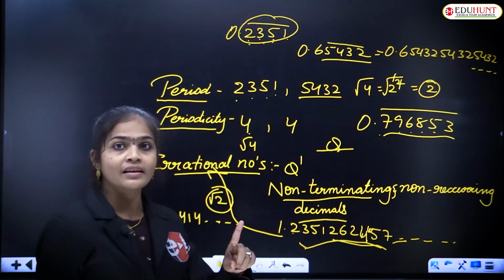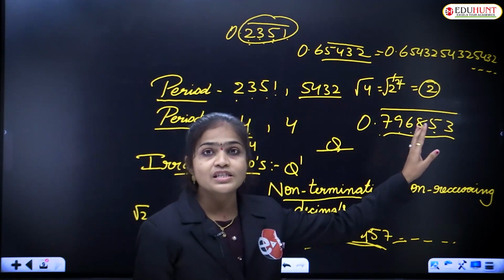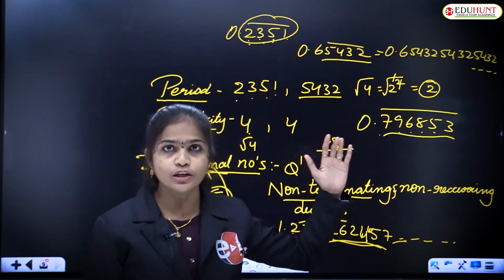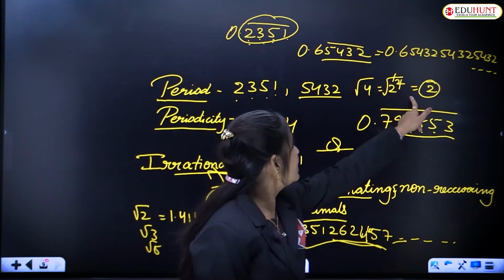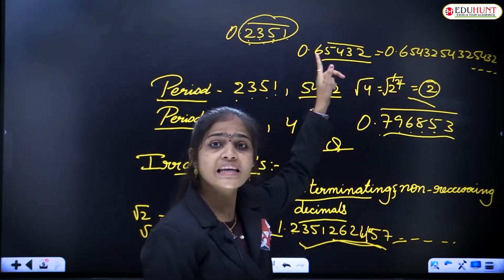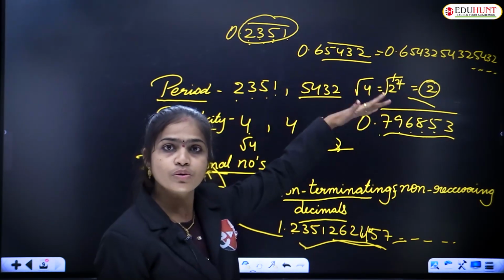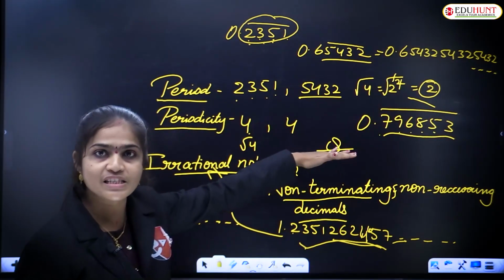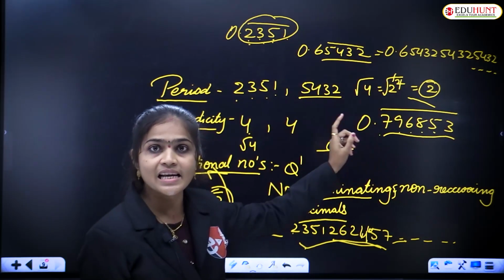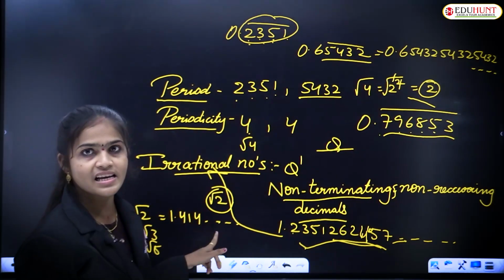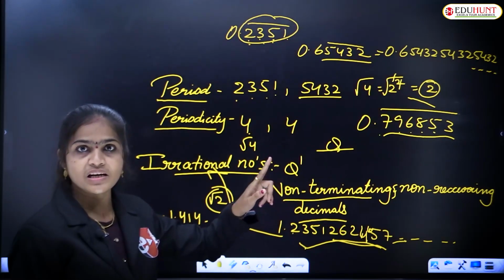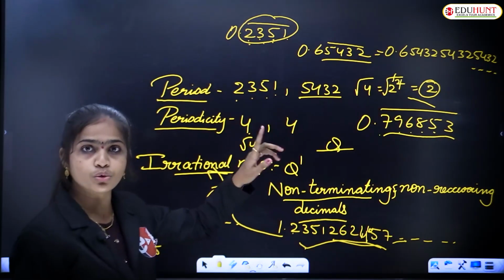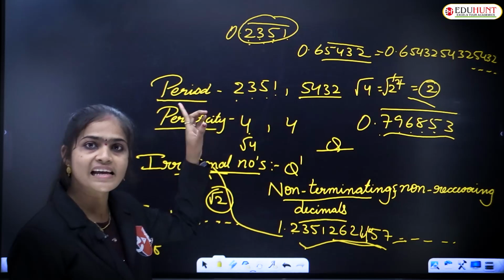Already I told you that rational numbers and irrational numbers depend on the quotient values, the quotient answer in division form. So here the quotient is 2. So 2 is a rational number, that's why it is not an irrational number. 2 is a rational number, root 2 is an irrational number. That is the difference. Square root of 4 is 2, so that's why 2 is a rational number.